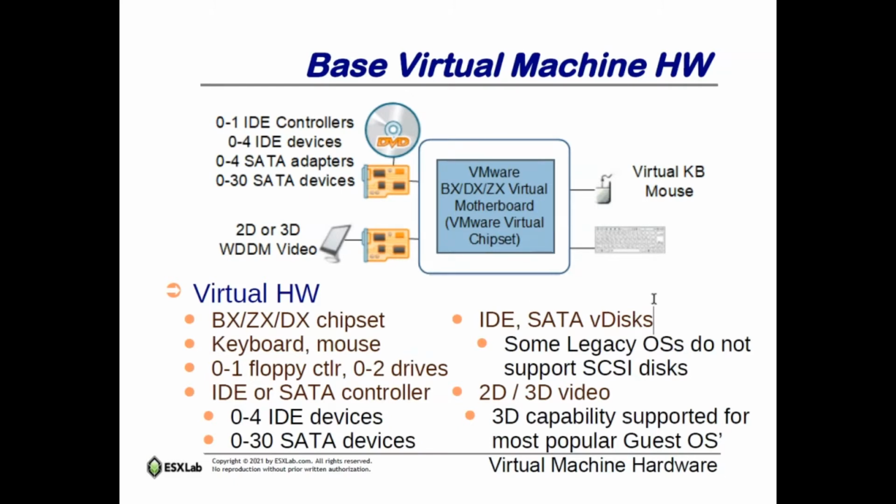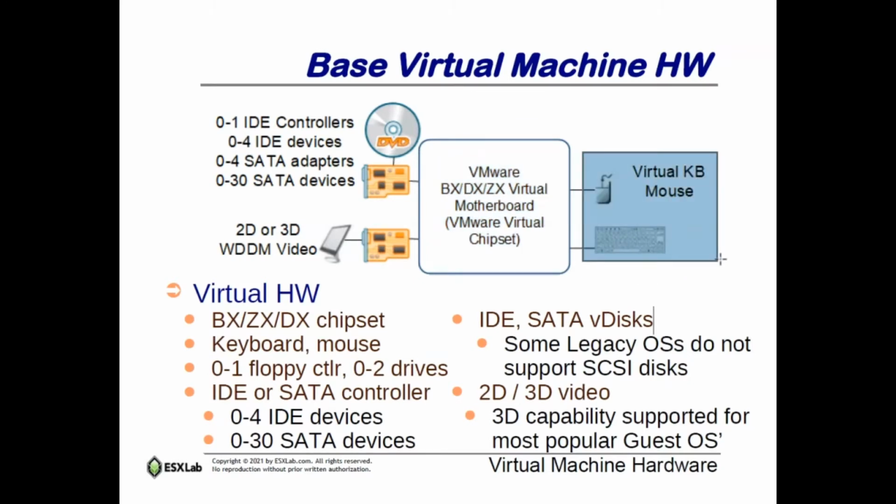And so every VM gets a PS2 style keyboard and mouse. Okay, they just get it right out of the box. You don't have to declare it. You can't make it go away. It's just there. You also get a video card, and your video card can be a 2D frame buffer video, or if you want, you can edit the VM's virtual hardware layer and select 3D.